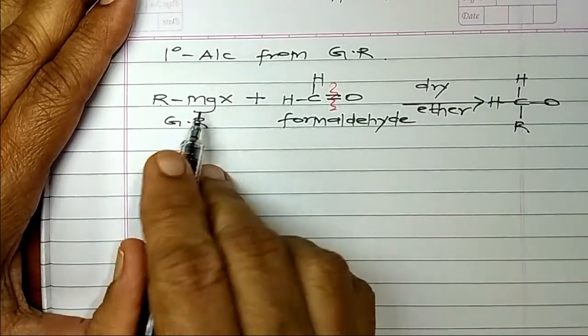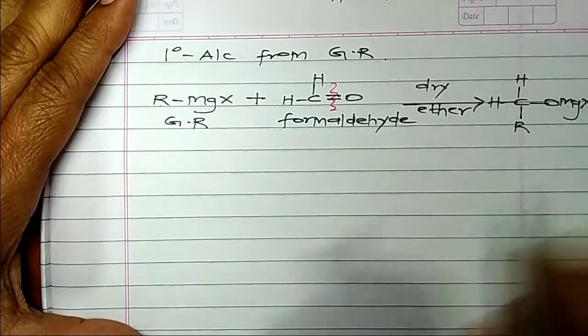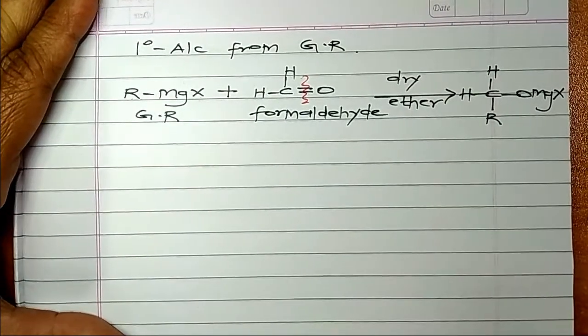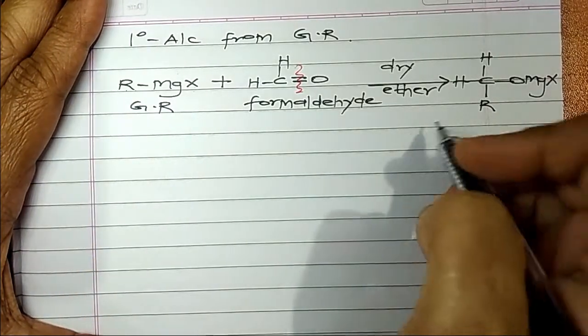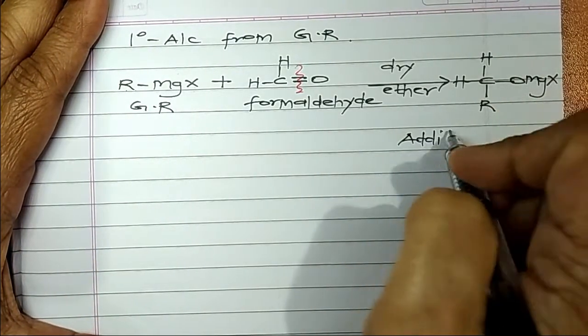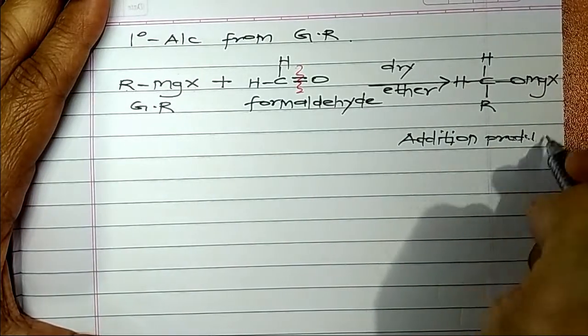What will happen to this MgX part? This will get attached here to the oxygen atom. Now, what do we call this compound? We call it the addition product.